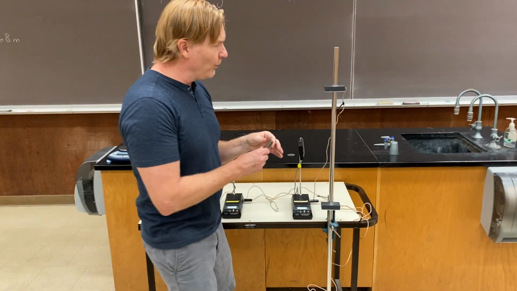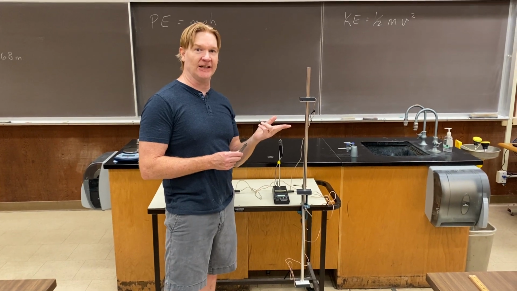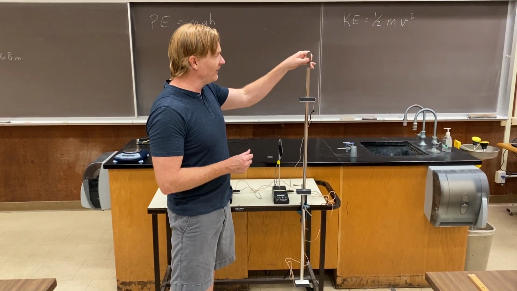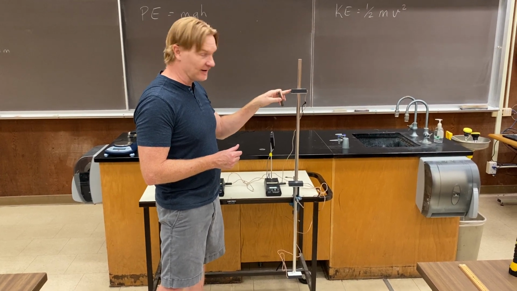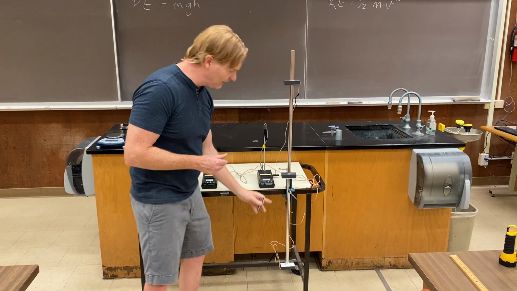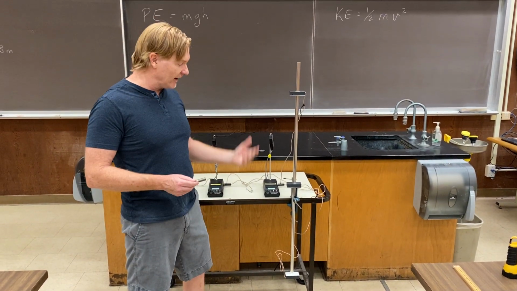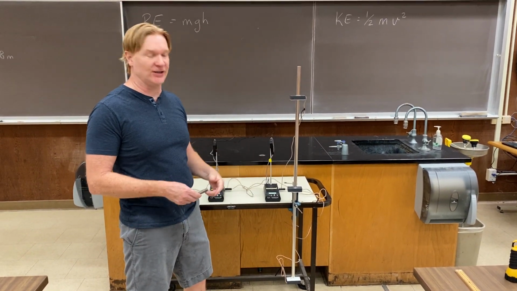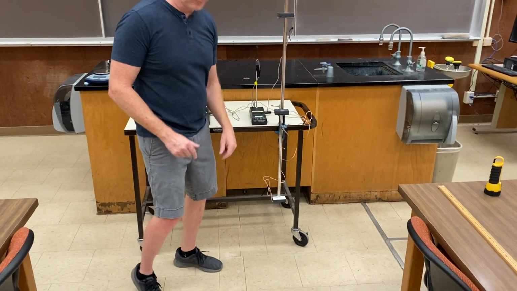So we need to figure out what the potential and kinetic energy is at all these locations: at the very tip top of the pipe, at the top photo gate, the middle photo gate, and the bottom photo gate. And then ultimately, we're going to try to figure out what happened to the energy when the pipe hits the ground.